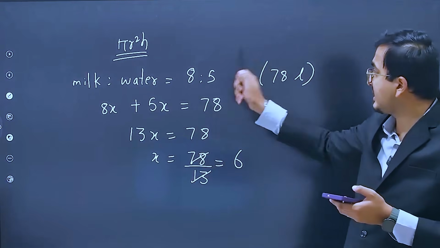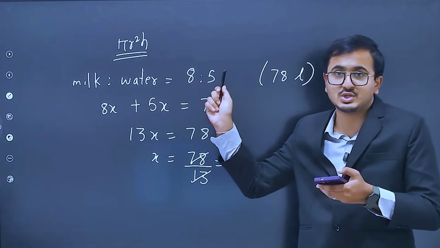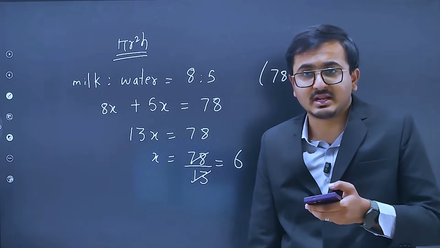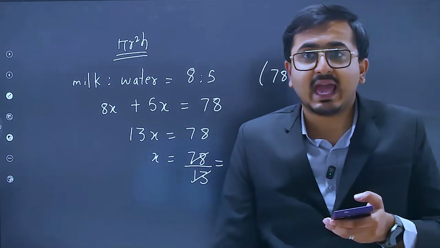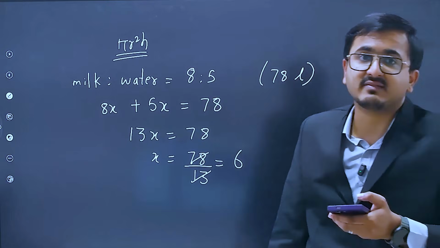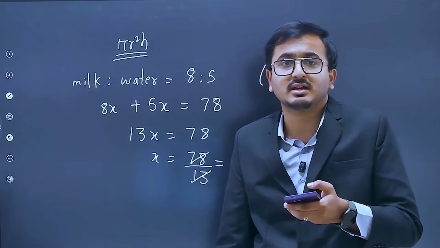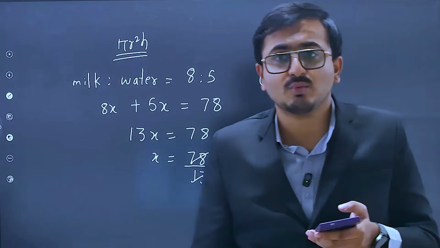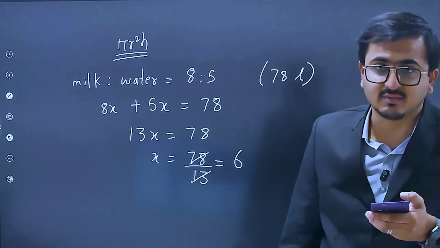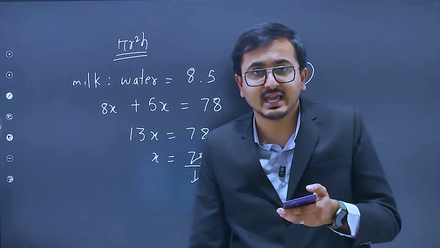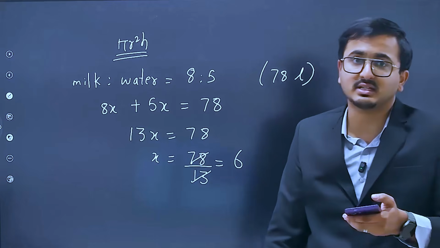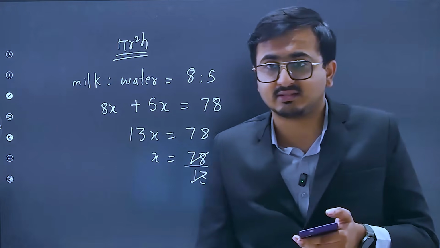I have taken, they have given, the milk and water ratio is 8:5. So 8x and 5x is nothing but 13x, which equals 78. So x equals 78 by 13, which equals 6.